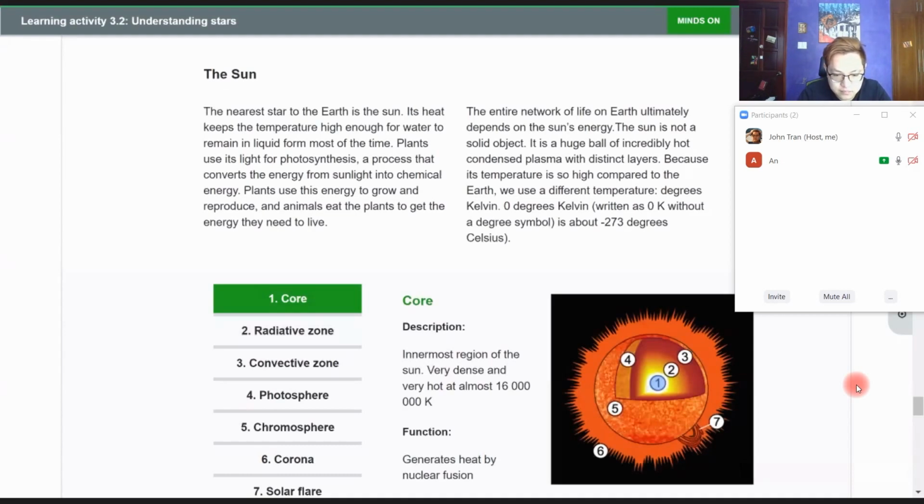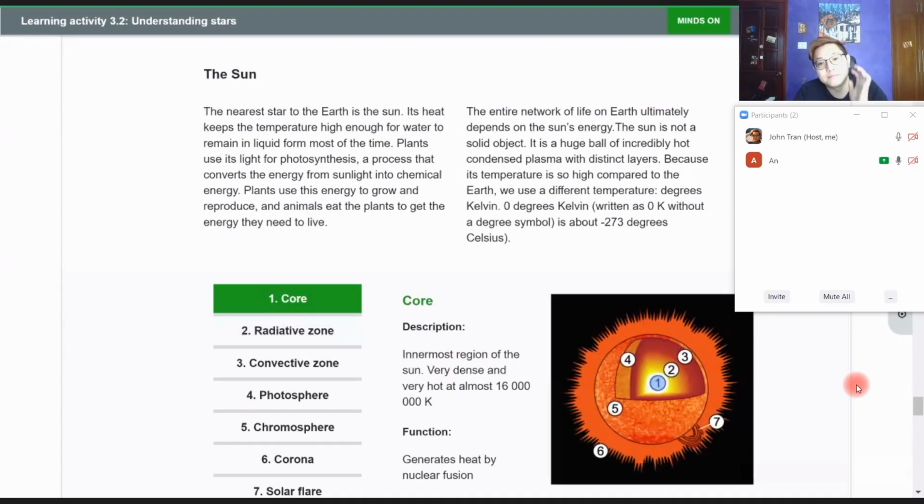Photosynthesis is a process that converts the energy from sunlight into chemical energy. Plants use this energy to grow and reproduce. The animals eat the plants to get the energy they need to live. The entire network of life on Earth ultimately depends on the sun's energy.